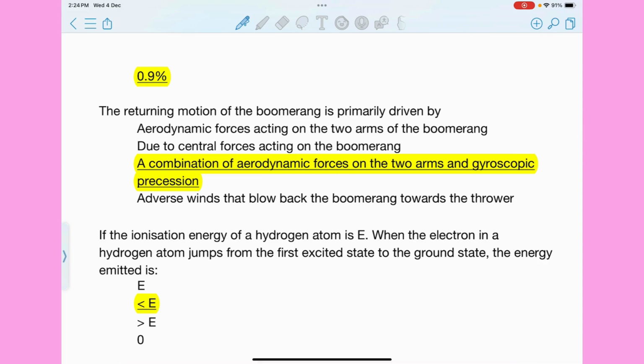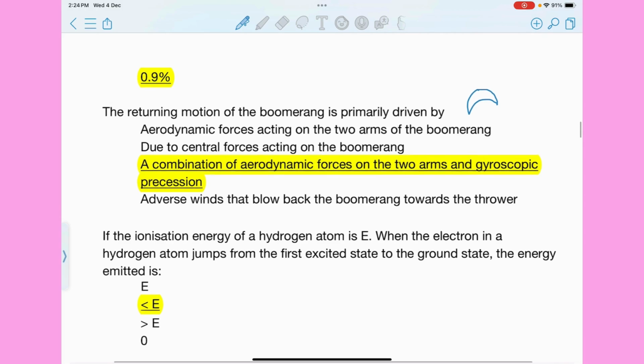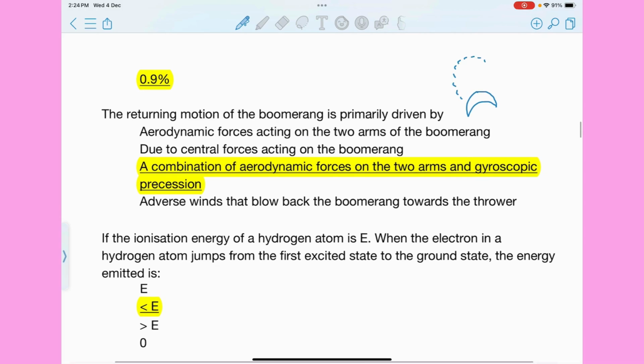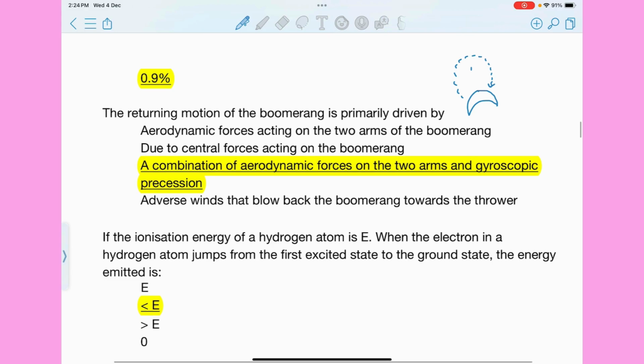Okay, so the next question says, the returning motion of the boomerang is primarily driven by. So you know the boomerang looks a little like this. It goes in a direction and comes back to the same place. It is because of the combination of aerodynamic forces acting on the two arms and the gyroscopic precession. Option number 3.